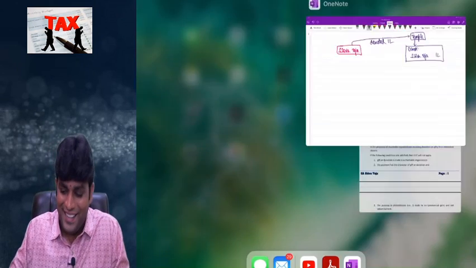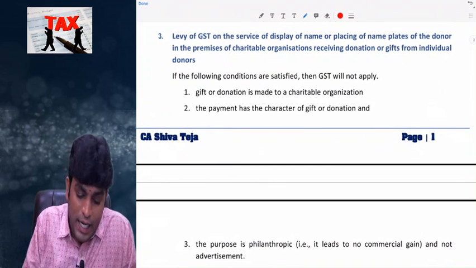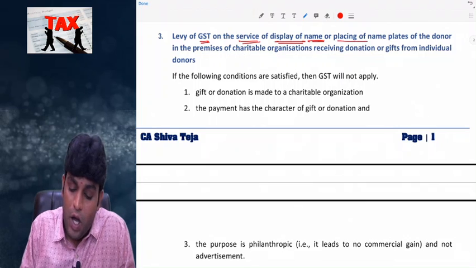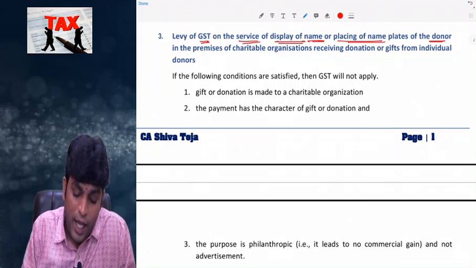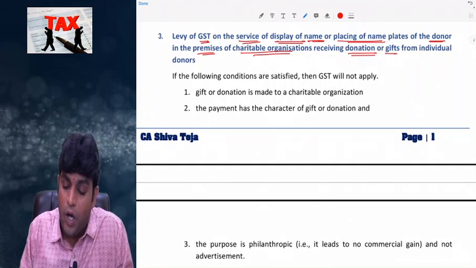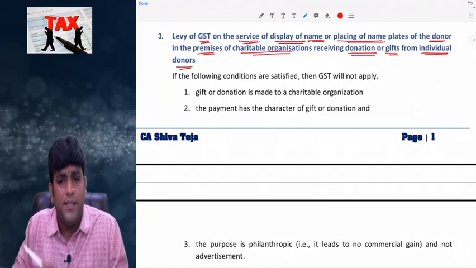Let's look at the point. Levy of GST on the service of display of name or placing of nameplates of the donor in the premises of charitable organization receiving donation or gifts from individual donors.